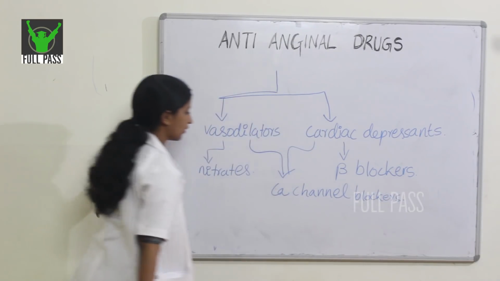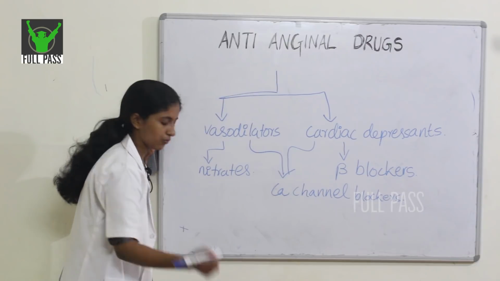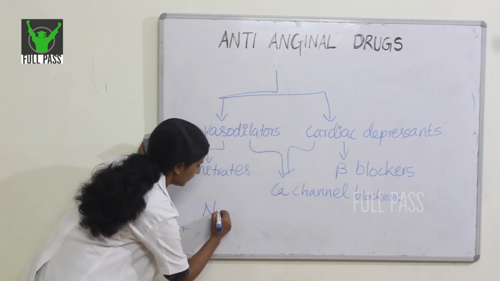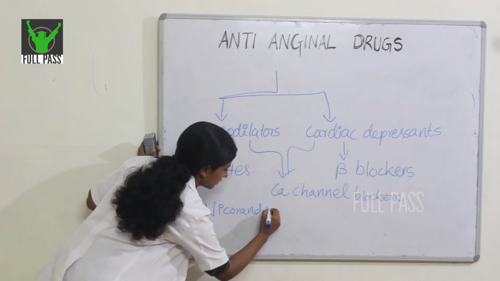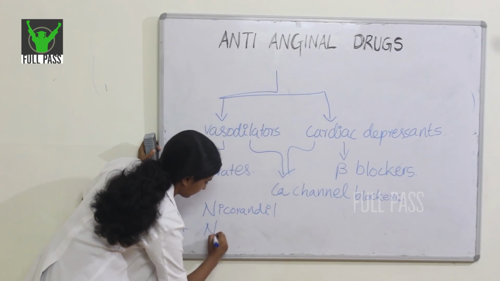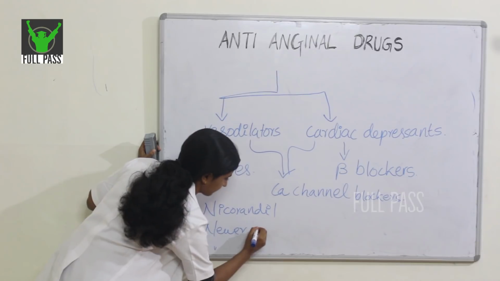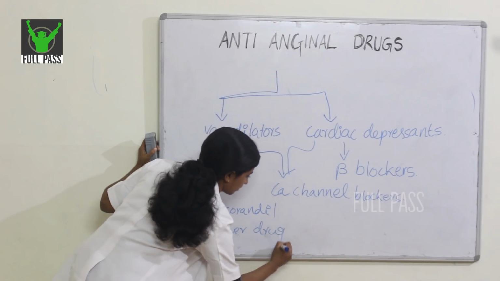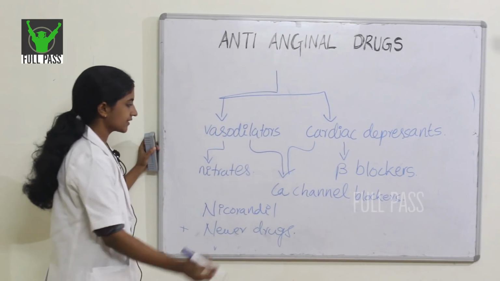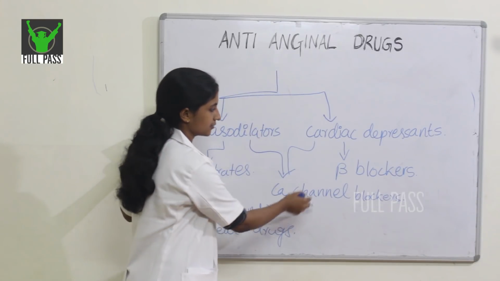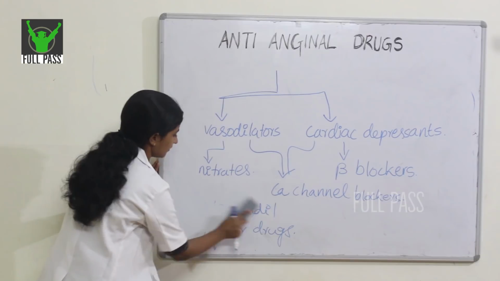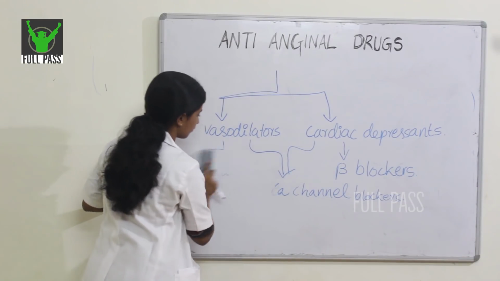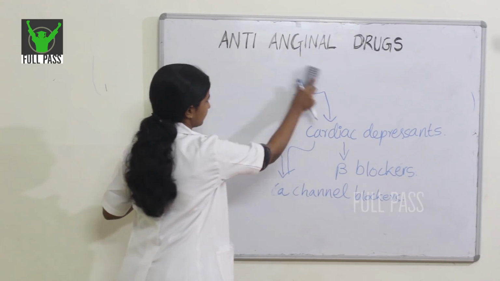Then we have other drugs like potassium channel openers like nicorandil and other newer drugs. Today we will be mainly discussing nitrates, calcium channel blockers and beta blockers. So first of all, going on to nitrates.